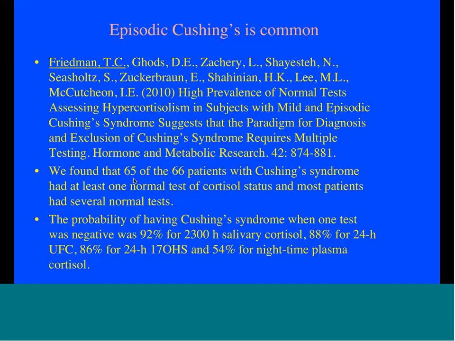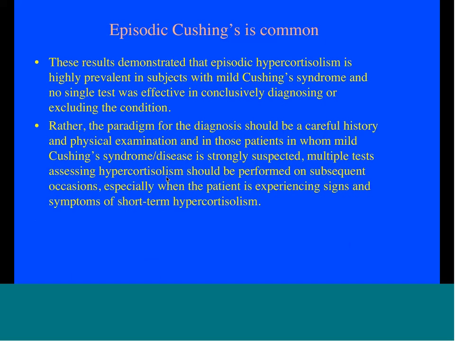The probability of having Cushing's syndrome when one test was negative was quite high. It was 92% for 11 p.m. salivary cortisol, 88% for 24-hour urine free cortisol, 86% for 24-hour 17-hydroxysteroid, and 54% for nighttime plasma cortisol. These results demonstrate that episodic hypercortisolism is highly prevalent in subjects with mild Cushing's syndrome, and no single test was effective in conclusively diagnosing or excluding the condition.